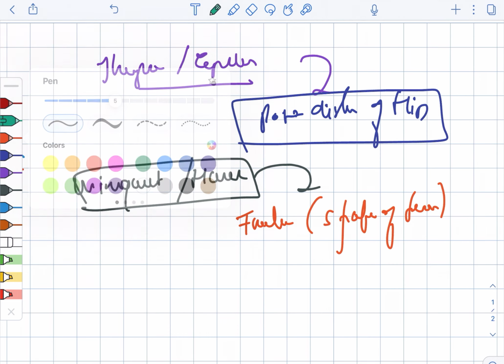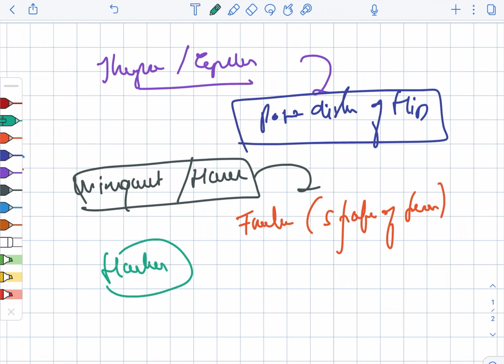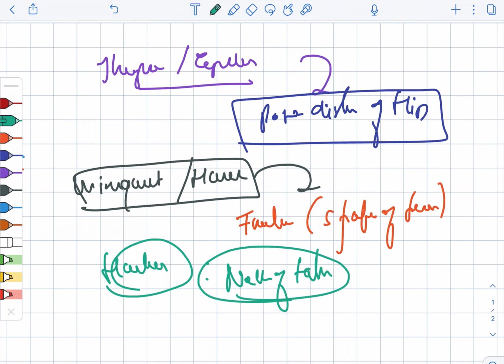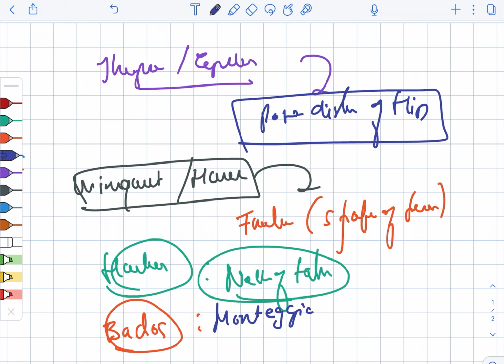Now looking at Hawkins. In Hawkins, there's a fracture of the neck of talus. And finally looking at the Bado's classification. Bado's classification is for the Monteggia fracture dislocation.